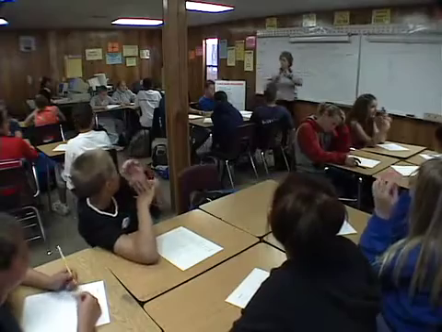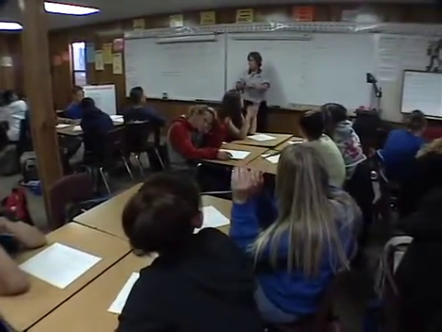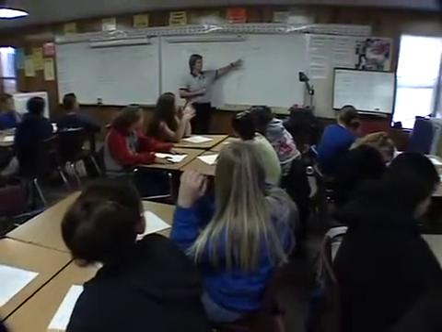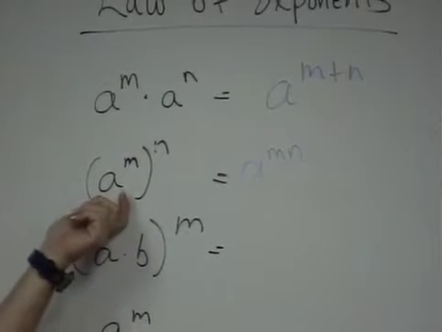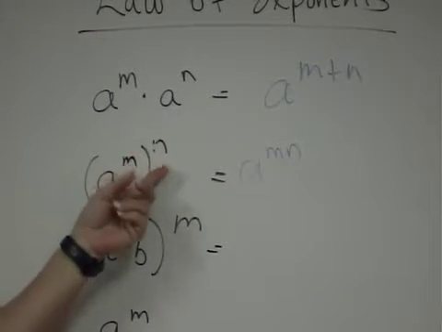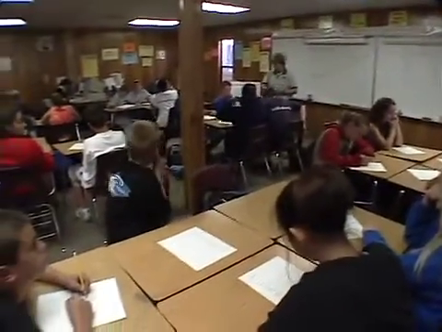Okay, so now you've got 2 rules already down. You've discovered them all by yourself. I didn't have to tell you them, right? You found that when you multiply exponents that have the same base, we're going to add them. Then when we take an exponent and raise it to a power, we're going to multiply those exponents. Okay, let's look at the third section.